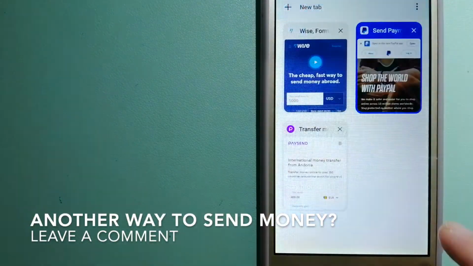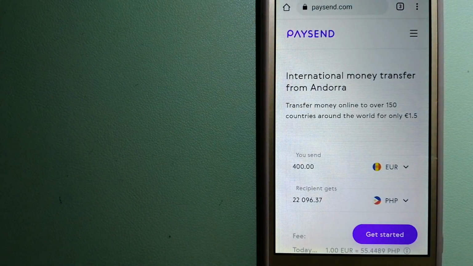The third option is Paysend. This is a next-generation money transfer platform allowing users to send funds directly to any Visa, MasterCard, or UnionPay in 100-plus countries. You can also send to bank accounts and digital wallets in certain countries. It's a fast, easy, and secure way to send money to your loved ones at a fixed low price.